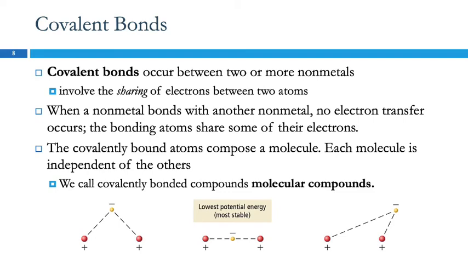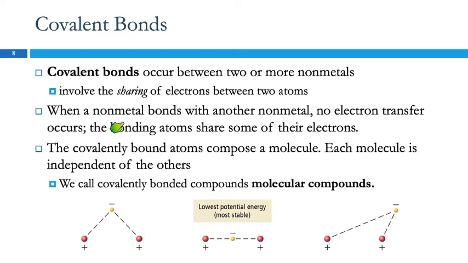Covalent, the prefix co means shared, like a co-op or co-sleeping with your child. That means your child sleeps in your bed with you. So covalent bonds, and valent refers to the electrons. Covalent bonds involve sharing electrons. And we're going to see these between nonmetals.